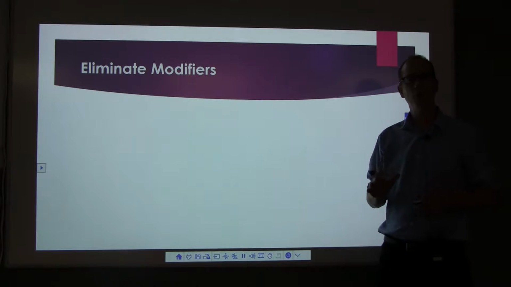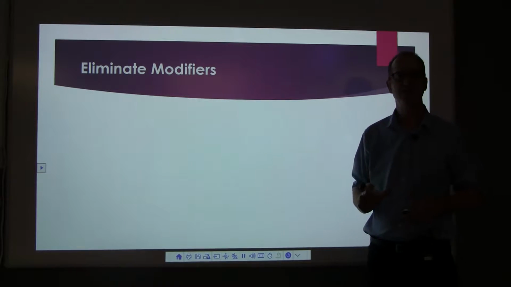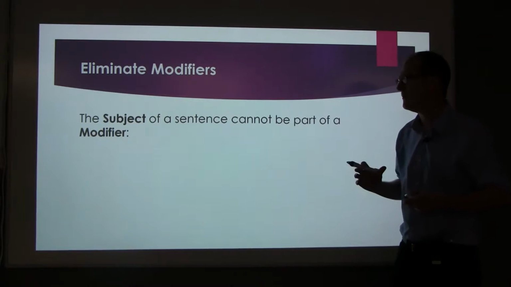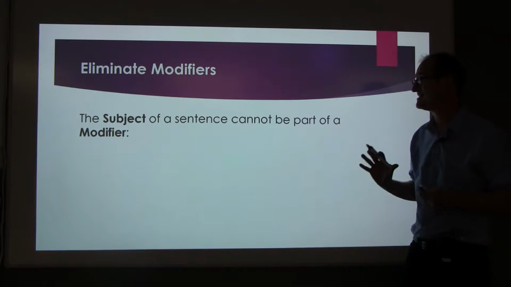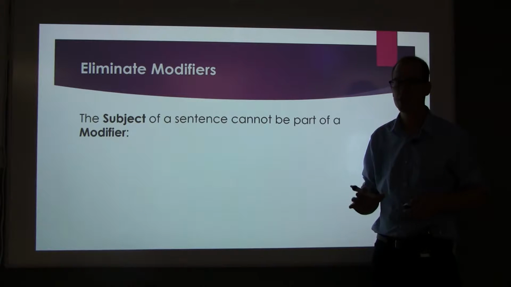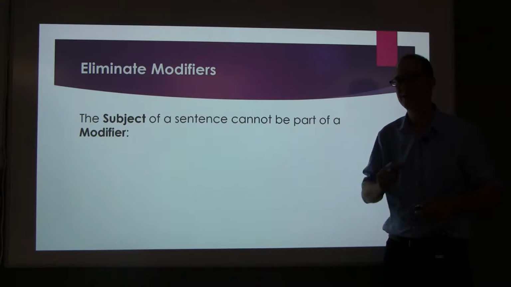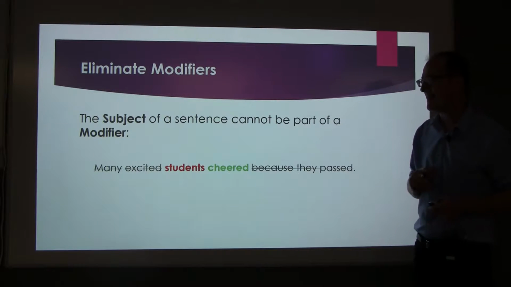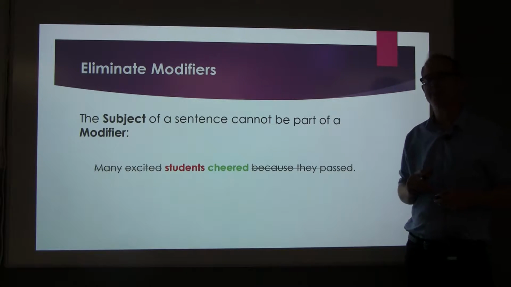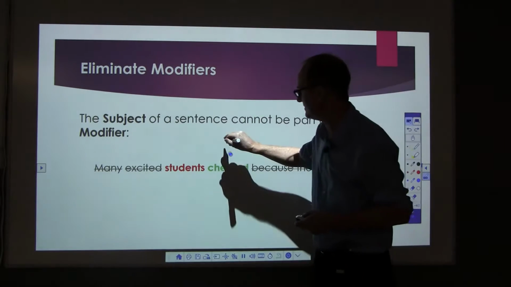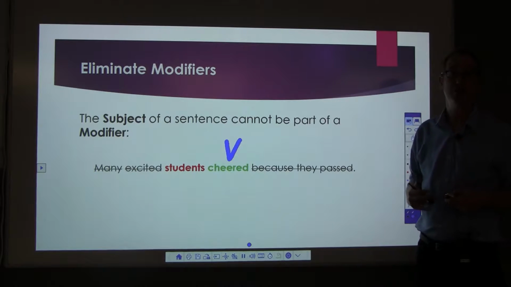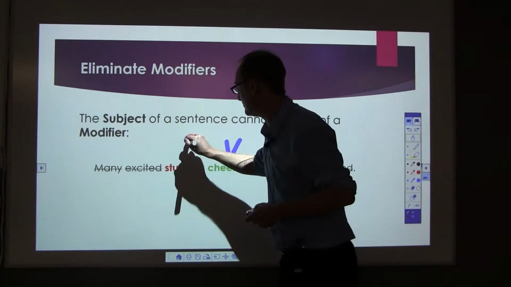Okay, it's important when you're trying to locate the subject of the sentence to eliminate modifiers, describer words. The subject of the sentence cannot be part of a modifier. So if you see a modifier, a descriptor, get rid of it, whether it's one word or multiple words. Let's look at an example. Many excited students cheered because they passed. The main verb in this sentence is cheered. And we ask who cheered or what cheered. The students cheered. That's our subject.